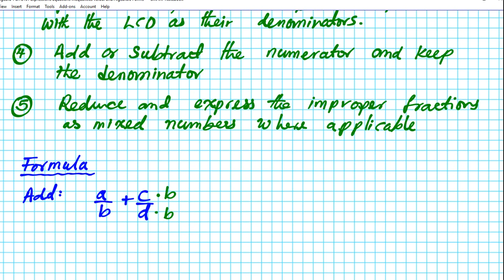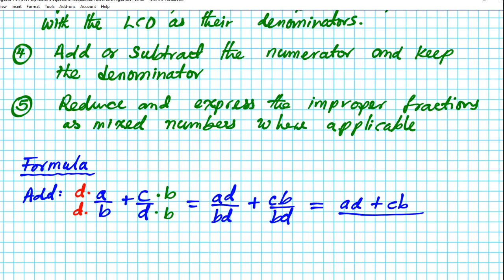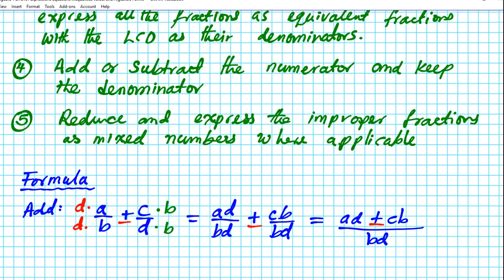The reason is because you have a b in the first fraction's denominator and you need it in the second fraction. And then you multiply the first fraction by d, top and bottom, and you have AD over BD plus CB over BD. Now that their denominators are identical, you can then add the numerators and keep the denominator. So this also applies to subtraction. Whether you're adding or subtracting, you follow the same procedure. Now let's take a look at some examples.